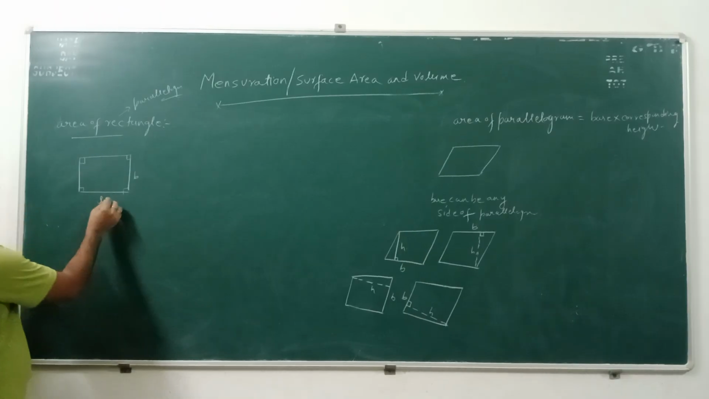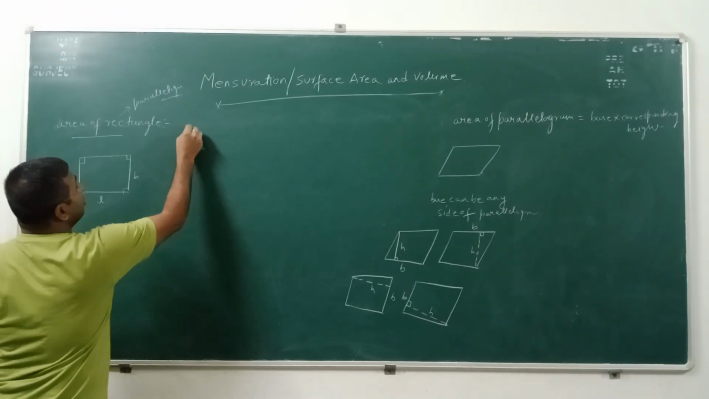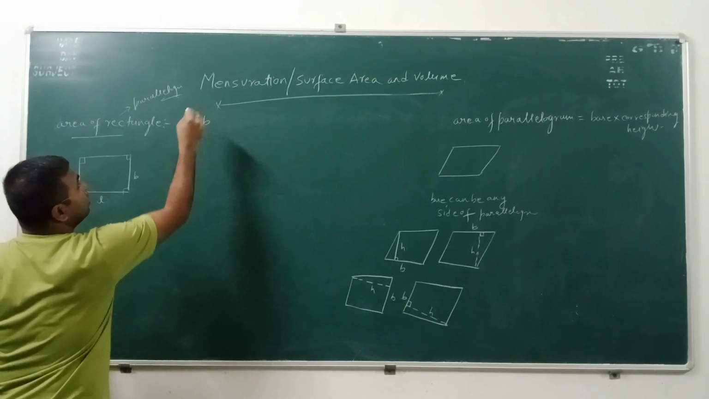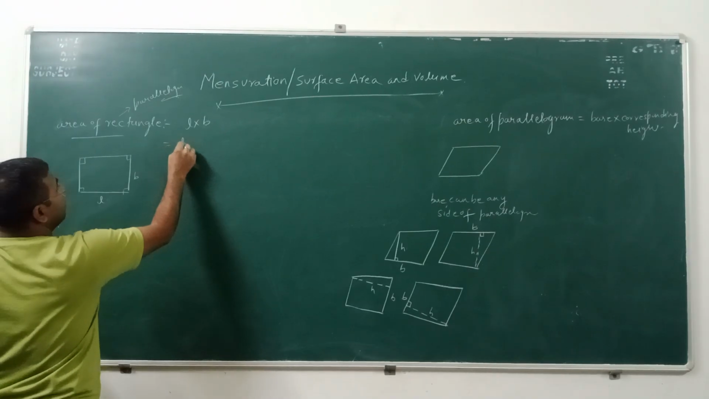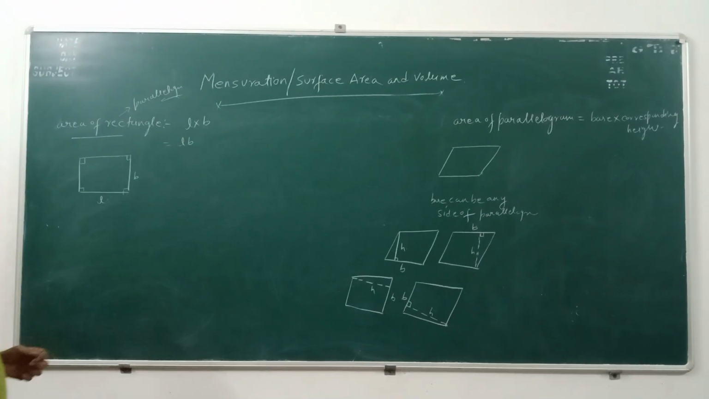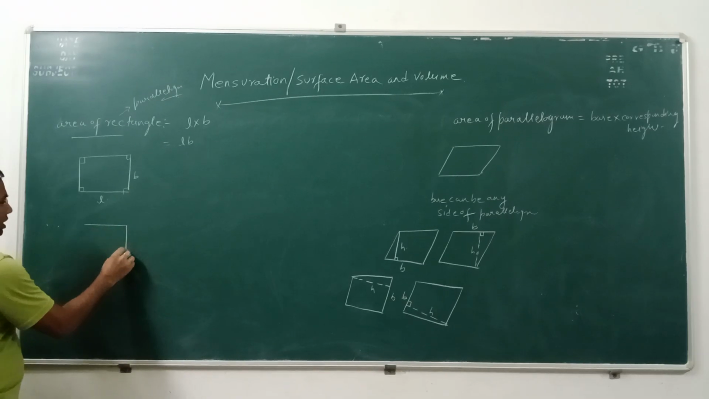Okay, so see here, this is length and breadth. Then the area of a rectangle can be calculated as length into breadth. So L times B will be the area of a rectangle. Okay, now let us see the area of a square.